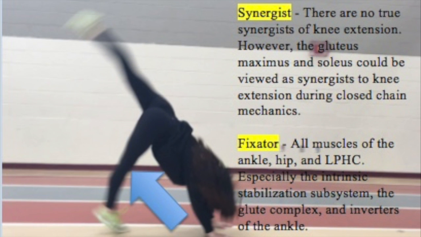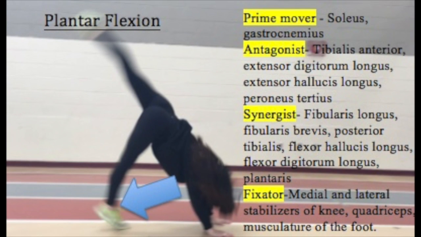Synergists. There are no true synergists of knee extension. However, the gluteus maximus and soleus could be viewed as synergists to knee extension during closed chain mechanics. Fixator, all muscles of the ankle, hip, and LPHC, especially the intrinsic stabilization subsystem, the glute complex, and the inverters of the ankle. Right ankle is in plantar flexion.